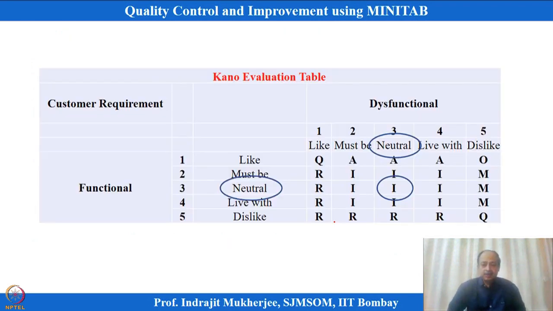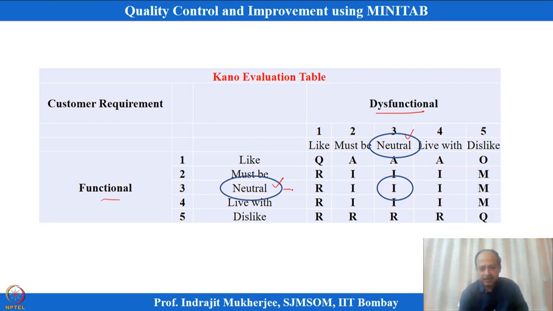Then what you have to do is use a Kano evaluation table like that. Customer requirements, functional and dysfunctional, are provided over here on a scale of 1 to 5. This is the dysfunctional question, which is also on a scale of 1 to 5. In the dysfunctional question, what was the response? This was the neutral response that one specific customer has given. Also in the functional question, he has given a neutral response. So these are the neutral responses.